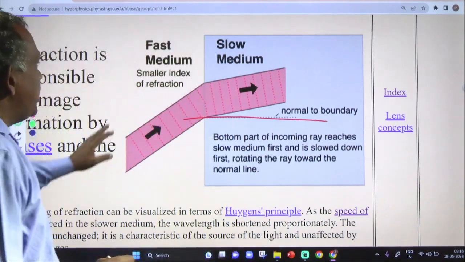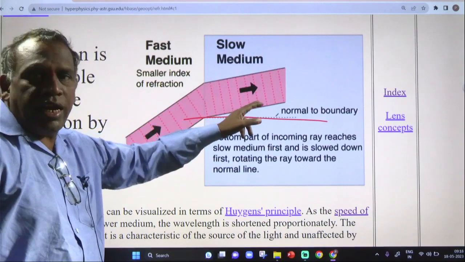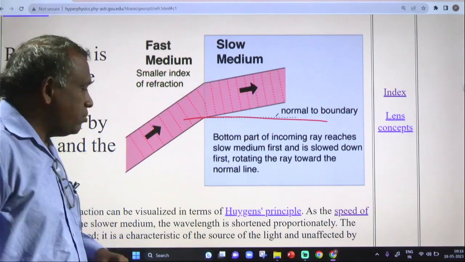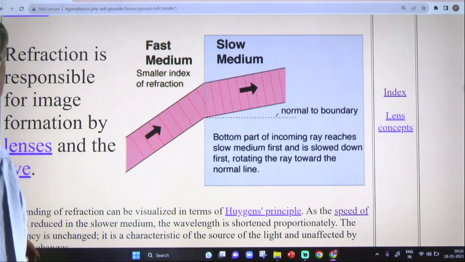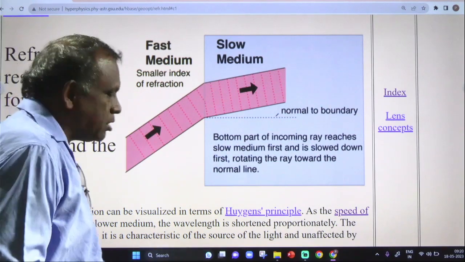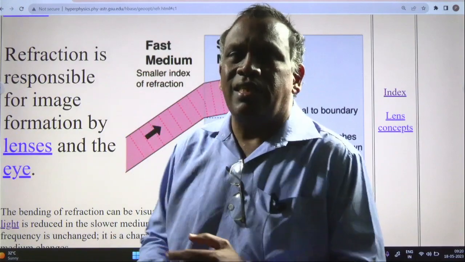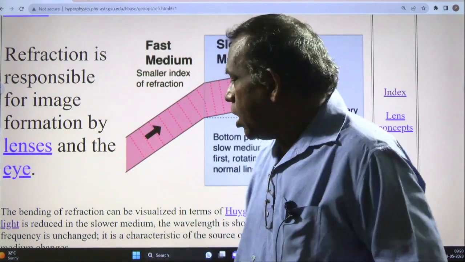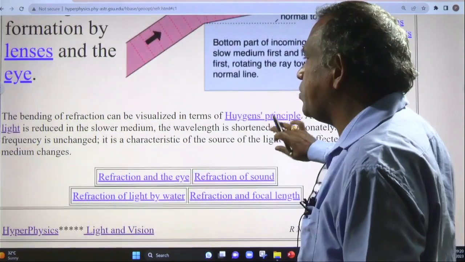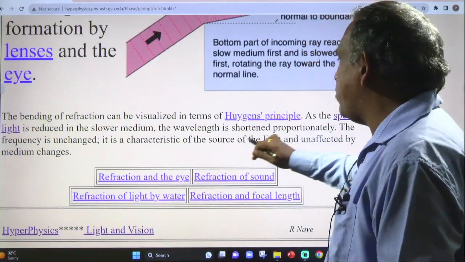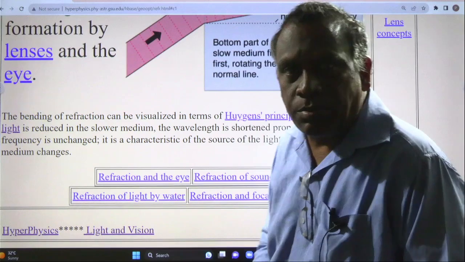See, when light enters from rarer to denser, there is a bending, we observe it. Refraction is responsible in the case of lenses, image formation, all those things. The bending of refraction can also be visualized with the help of Huygens principle.